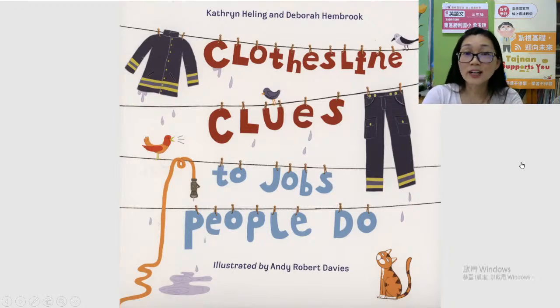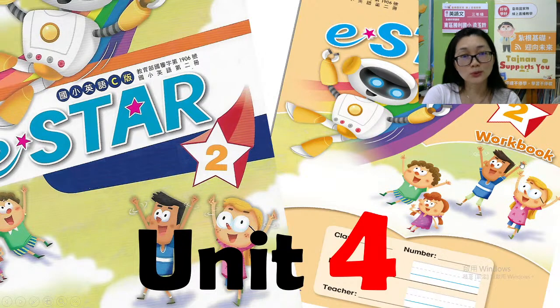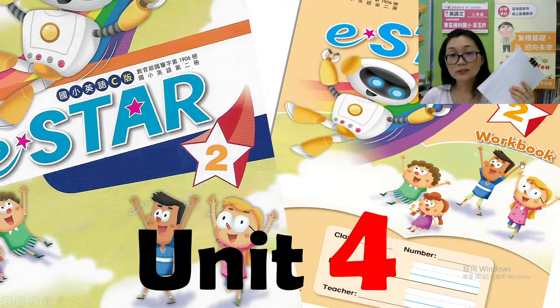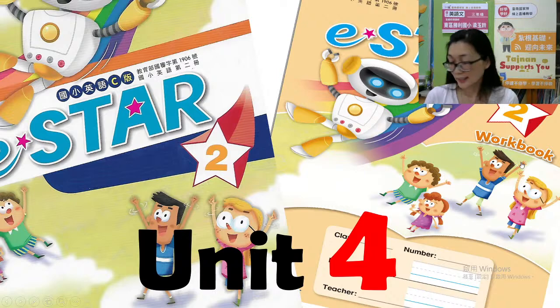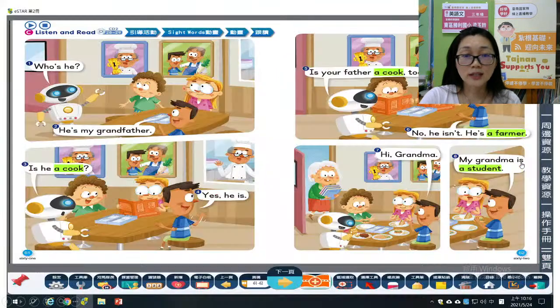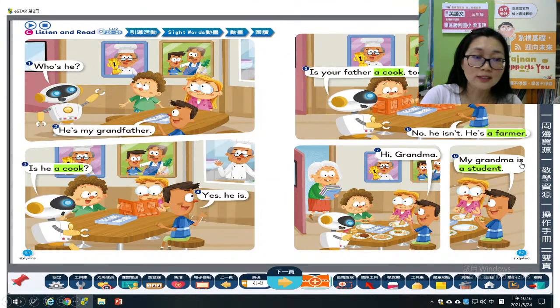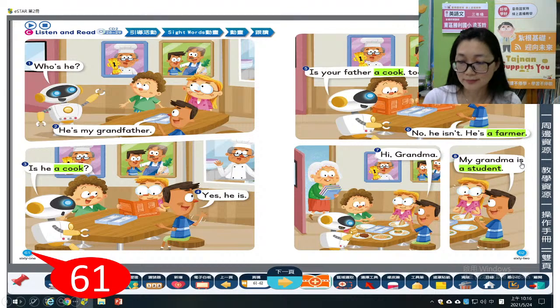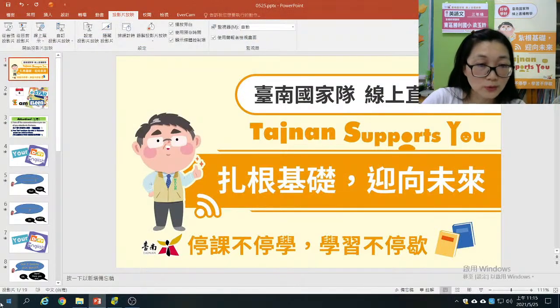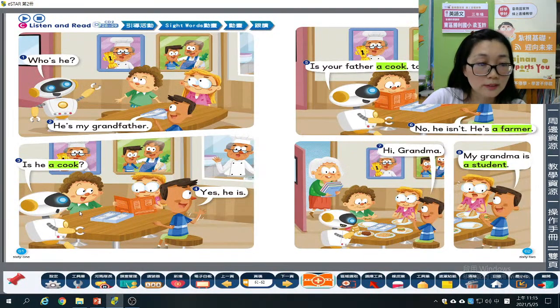All right. So now let's get back to our book. Do you have the book? And like I said before, if you don't have a book, that is okay. You can always just get some notes and a pencil ready. Always write it down. So if you have the book, turn to page 61. I'm going to find my book too. All right, this is my page 61. So let's listen to the conversation.